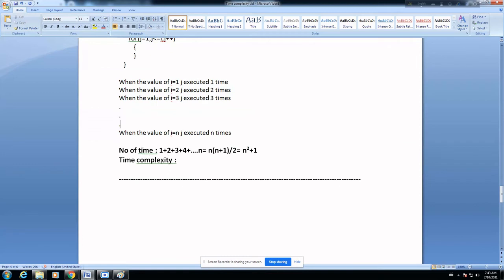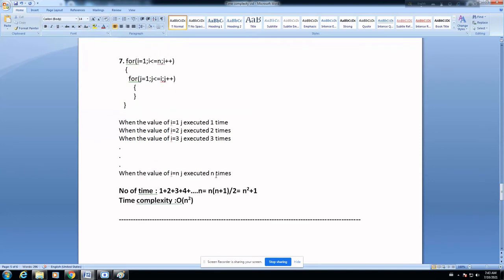So number of times we can say in this way: 1 plus 2 plus 3 plus 4 plus dot, dot, dot, n. It's an AP series. And what is the formula of this AP series? n into n plus 1 divided by 2. That means n square plus 1. So as it is n square plus 1, we can say that this one is again O n square. It's the time complexity. Clear?